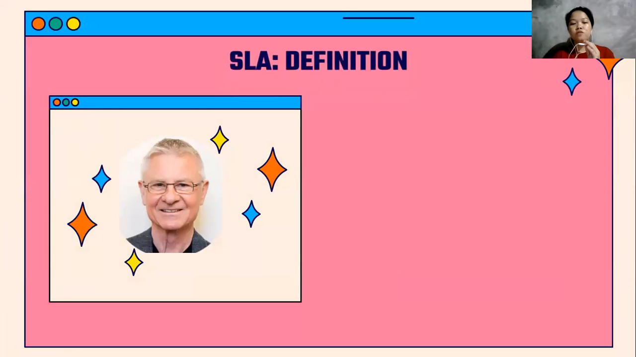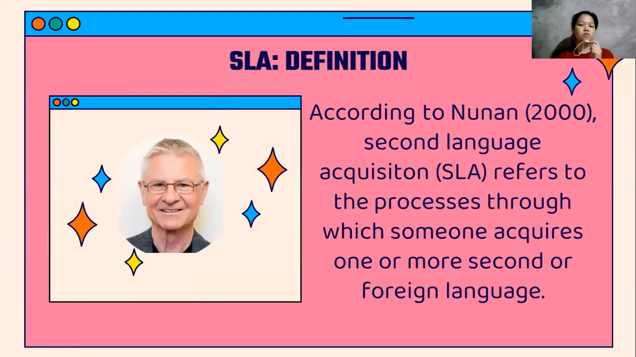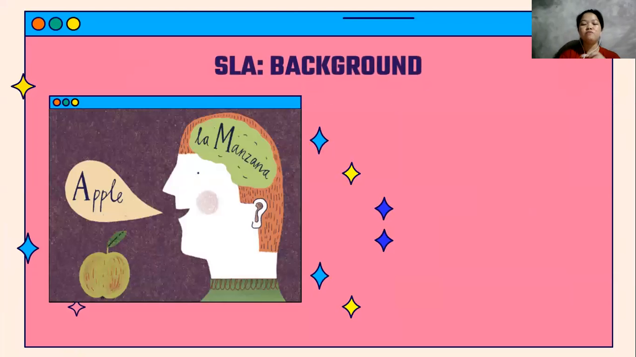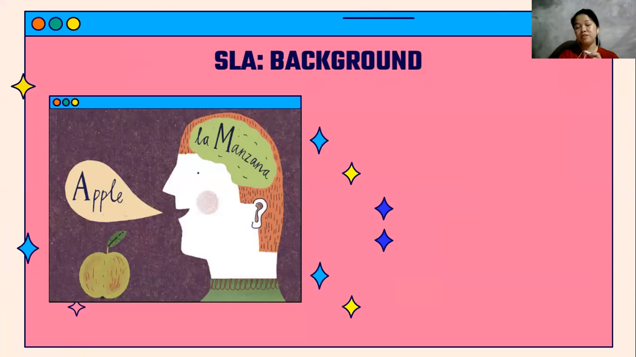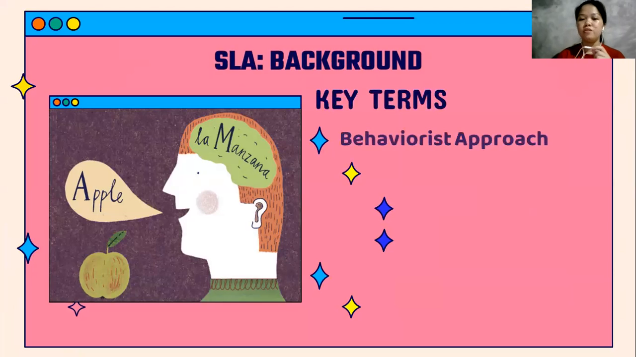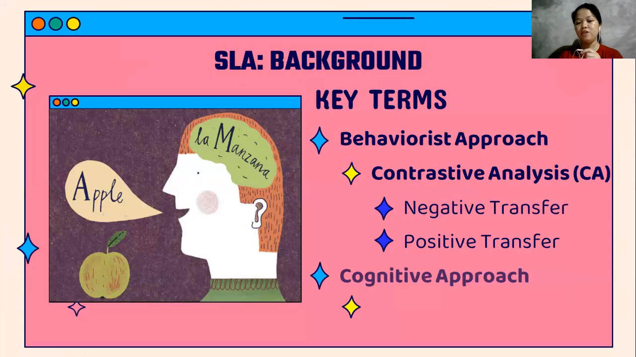According to Noonan, second language acquisition refers to the processes through which someone acquires one or more second or foreign languages. When you have the L1, or the first language, or the native language, and when you want to acquire a second language, then the process of SLA is going to happen. Now, to have an in-depth understanding about second language acquisition, we're going to discuss these five terms.